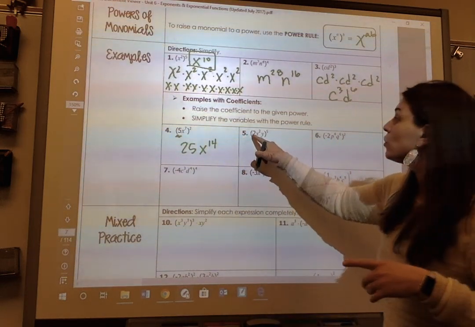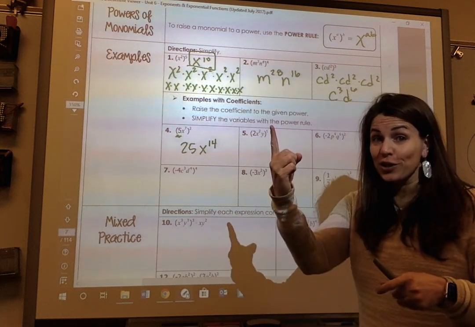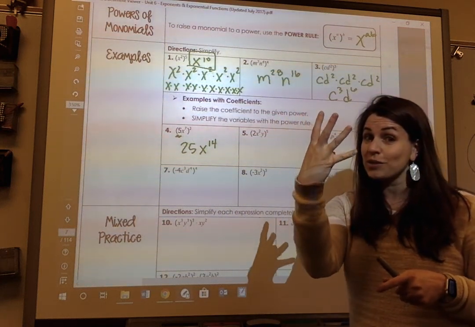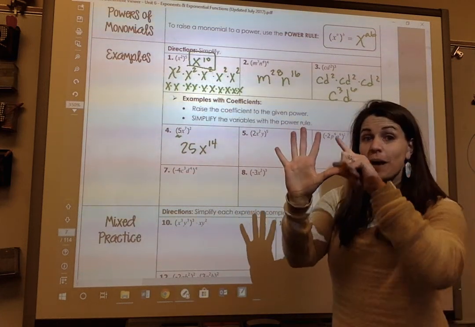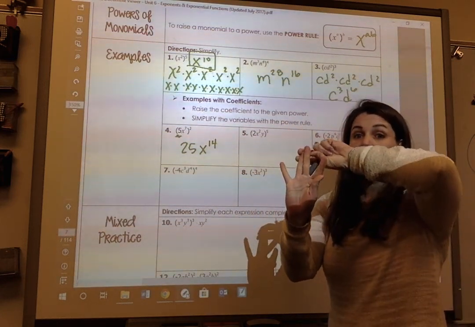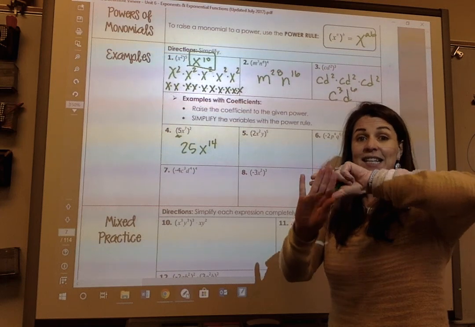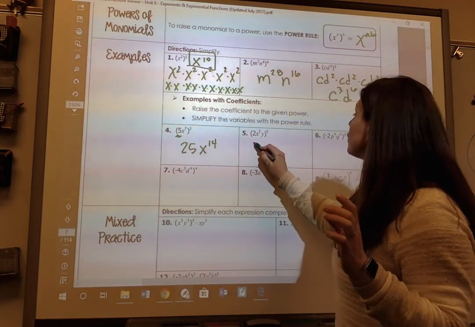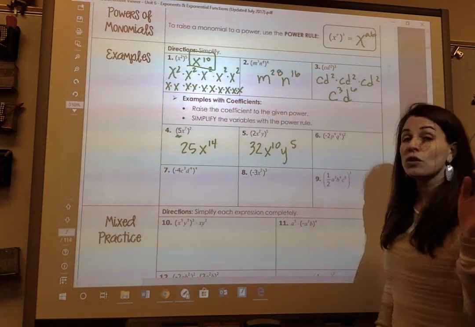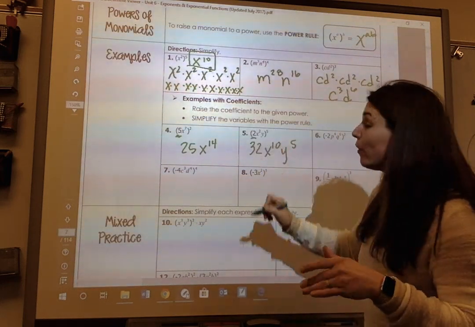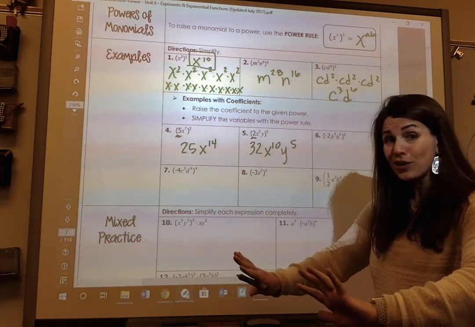Number 5, 2 to the 5th power. That's 2 times 2 times 2 times 2 times 2. Don't tell me it's 10. It's not. 2 to the 5th power is 4 times 4, which is 16. 16 times 2 is 32, and x to the 10th, y to the 5th. So don't forget that coefficient, that he just does what he's supposed to do.